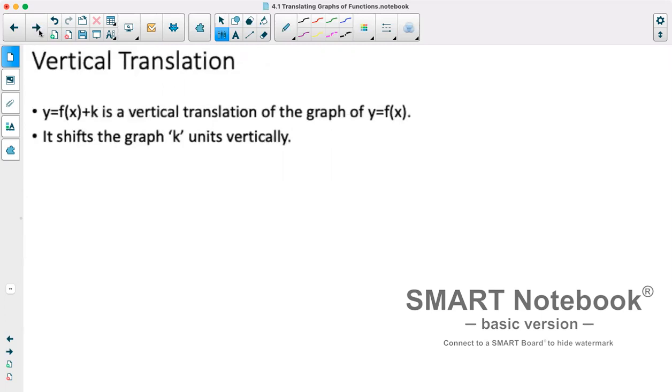Now, a vertical translation takes the form y equals f of x plus k. You'll notice that with the previous one, we had our h inside the brackets, whereas k is outside of it. So that's how we differentiate between the two. It's just going to shift our graph k units vertically. So if our k is 5, it's going to shift our graph 5 units. If it's -7, it'll shift it -7 units vertically.